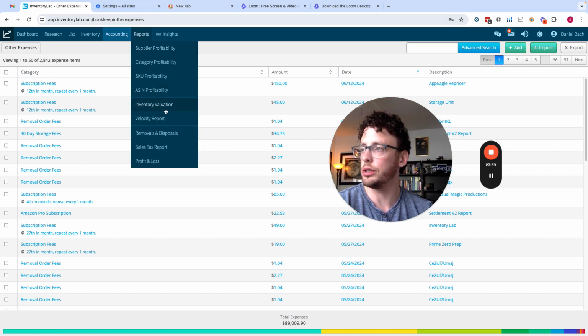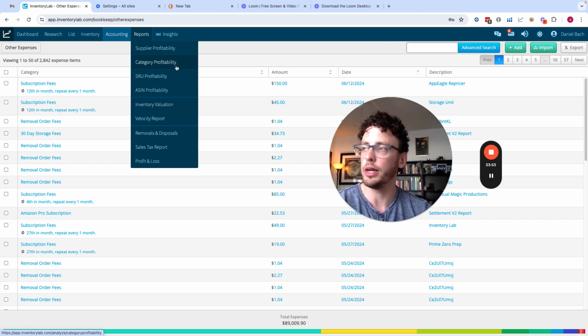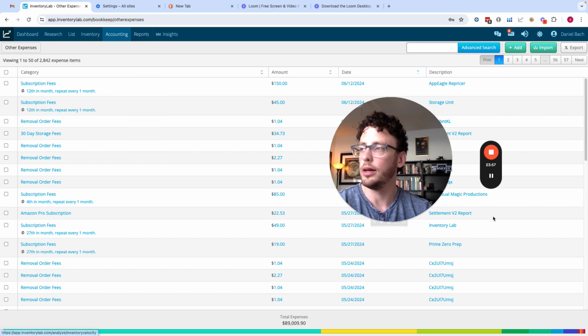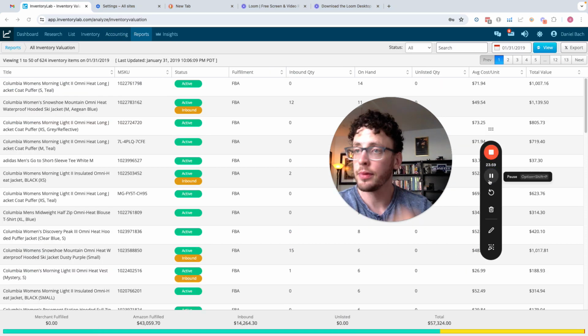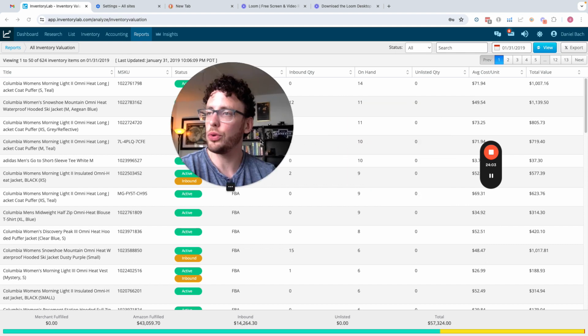But I want to show you inventory valuation. This is very important for doing your balance sheet. This is the easiest way for you to tell exactly how much you paid for the inventory you have. Let's check it out real quick. Also, they give you supplier and category profitability, SKU profitability, ASIN profitability, in addition to that as well. Okay, so this is the inventory valuation page.